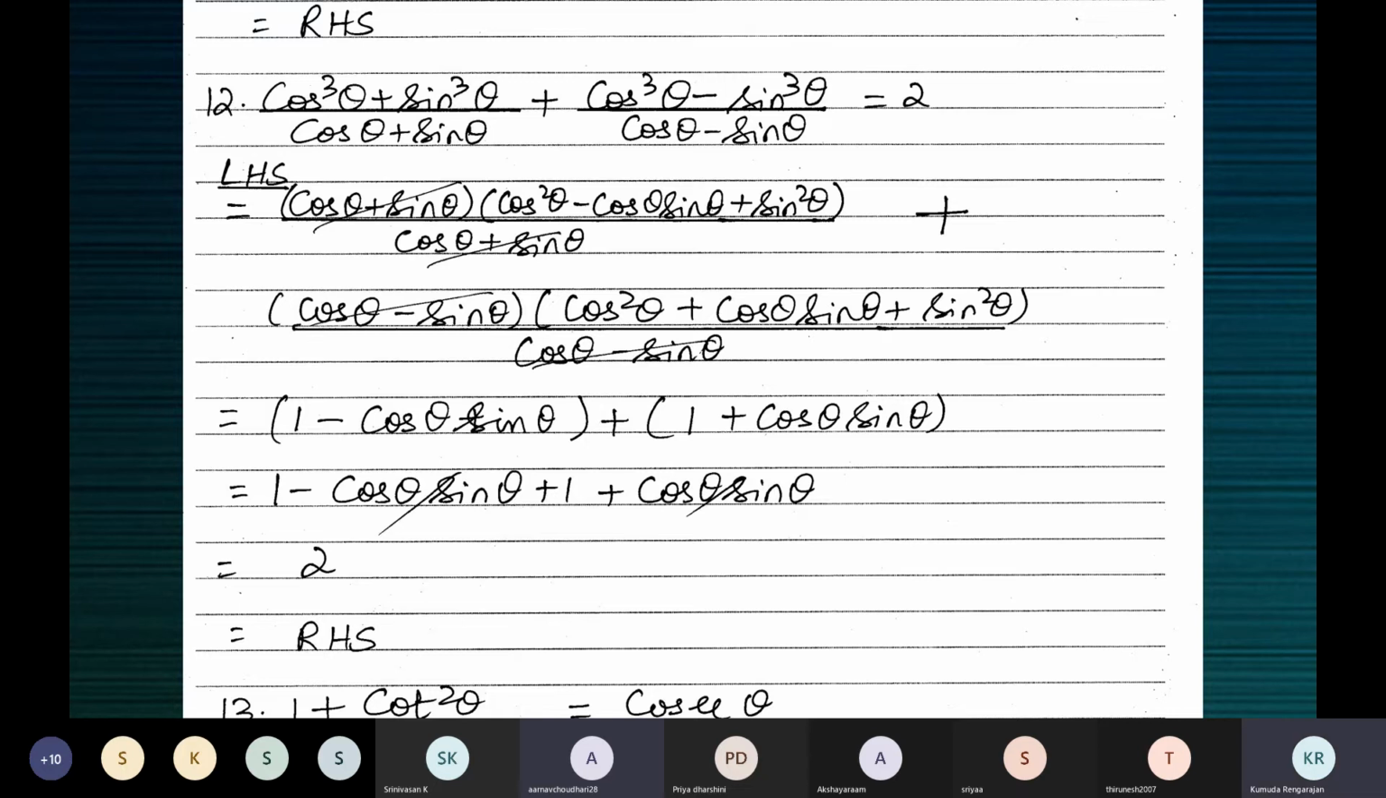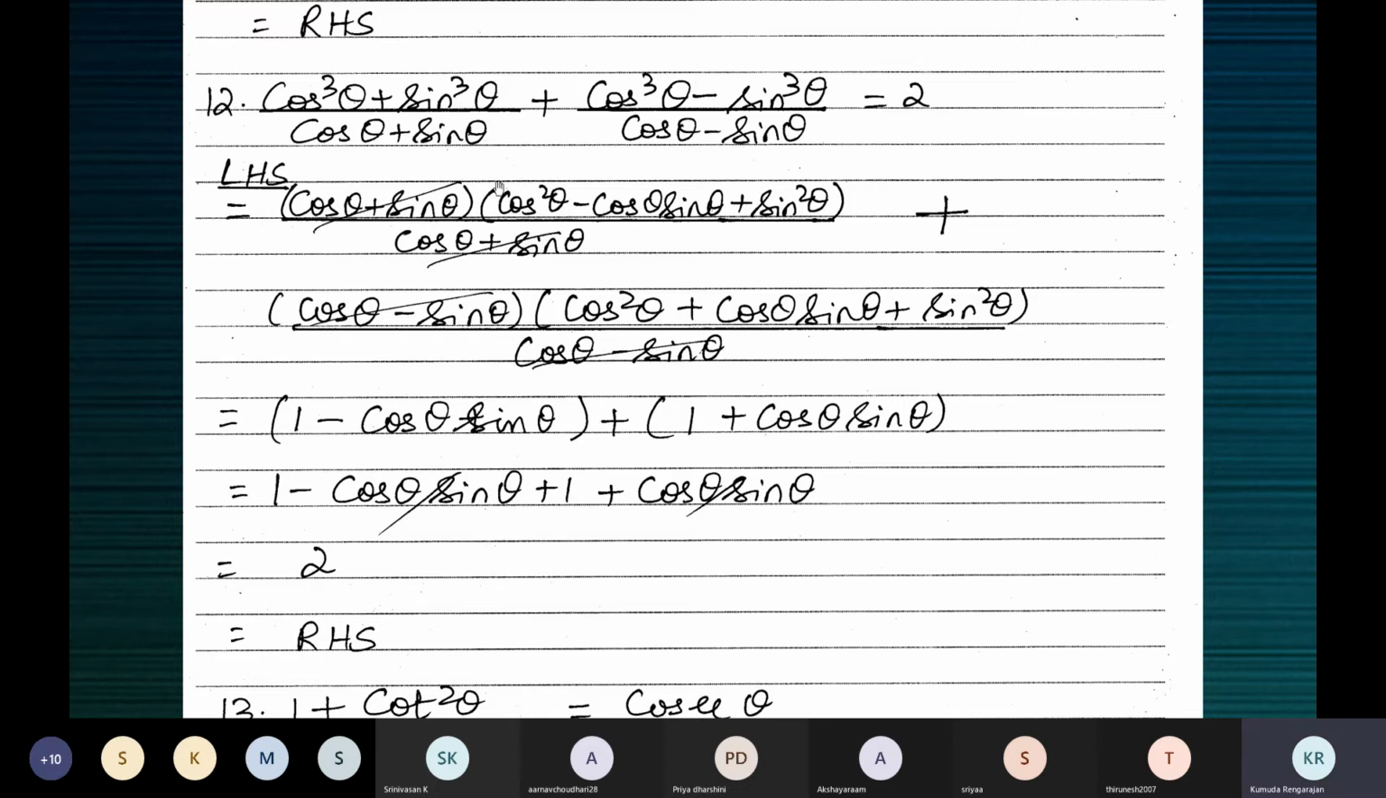Correct. So we have used those two identities. It is algebraic, so you need to know those identities in order to operate this and this. You must know that a cube plus b cube is a plus b, a square minus ab plus b square. Here a cube minus b cube is a minus b, a square plus ab plus b square, where a and b are cos theta and sin theta respectively.